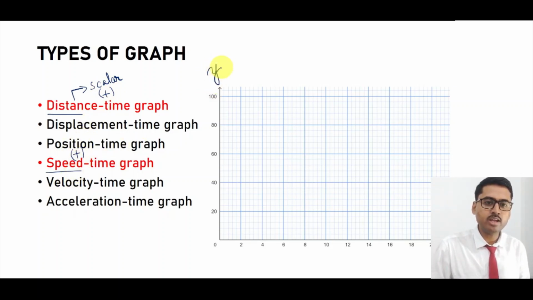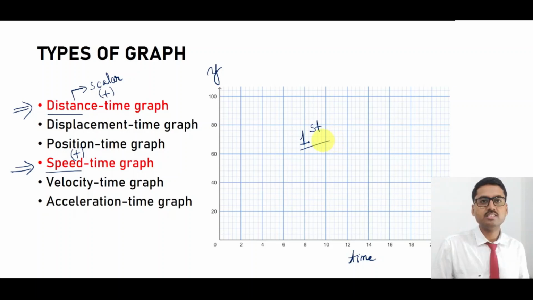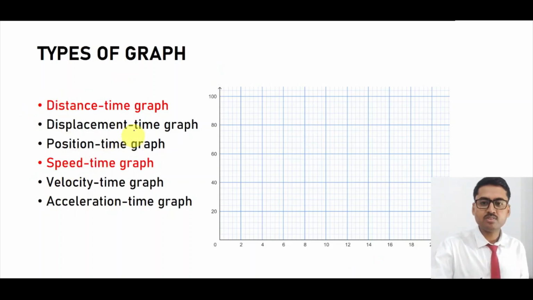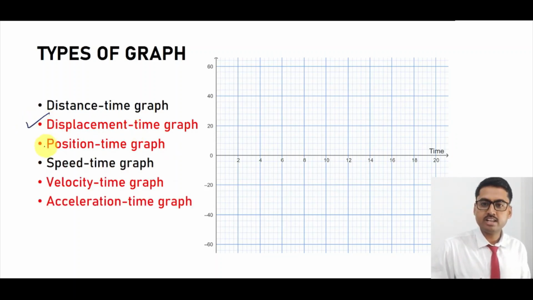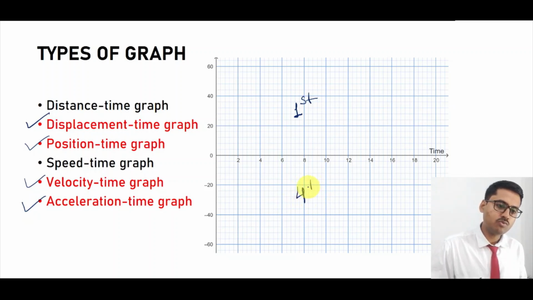It means that in y-axis we only need the positive, not the negative part, and that is why distance time graph and speed time graph can easily be represented in the first quadrant. We do not require second, third or fourth quadrant to represent distance time graph and speed time graph. Whereas if we see the other 4 like displacement time graph, position time graph, velocity and acceleration, we require both first quadrant as well as fourth quadrant.